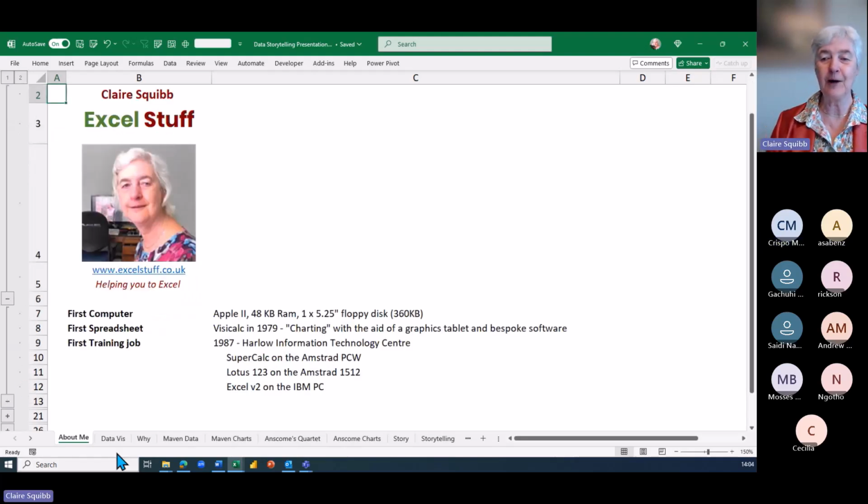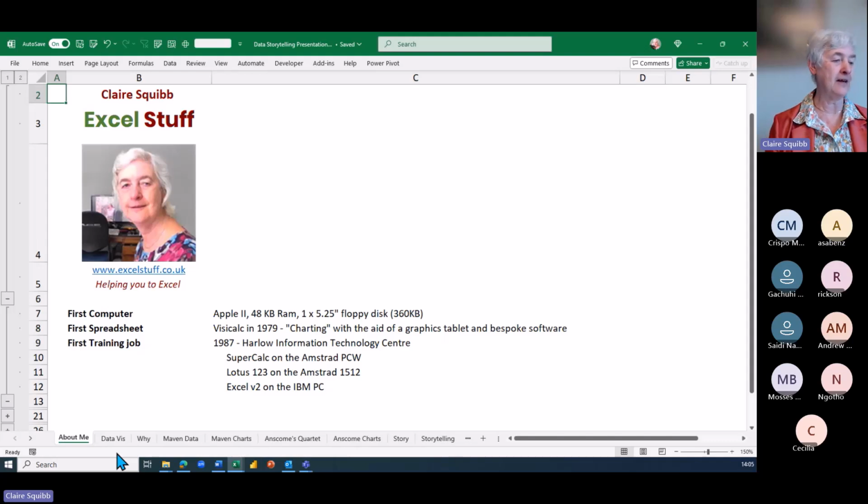So you'll know from my white hair that I'm quite old. My very first computer was the Apple II, and it had 48K of RAM and 1 floppy disk drive. That was a 5¼ inch floppy disk drive. The first spreadsheet I used was actually on that machine. It was VisiCalc. VisiCalc was released in October 1979, and I had a job change in November, and I know I was using it before the job change.